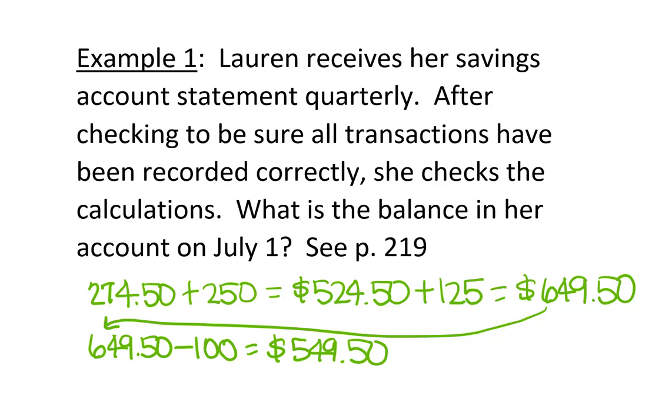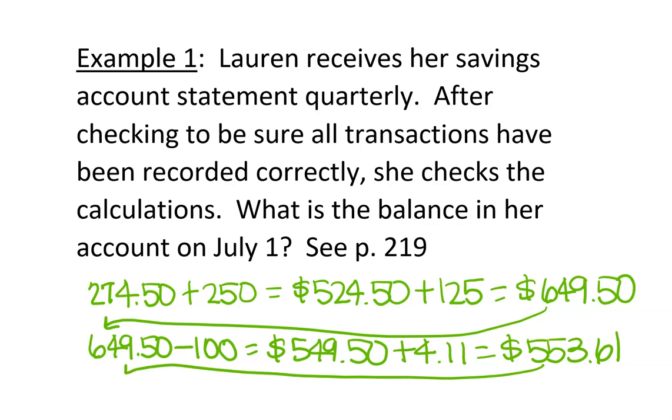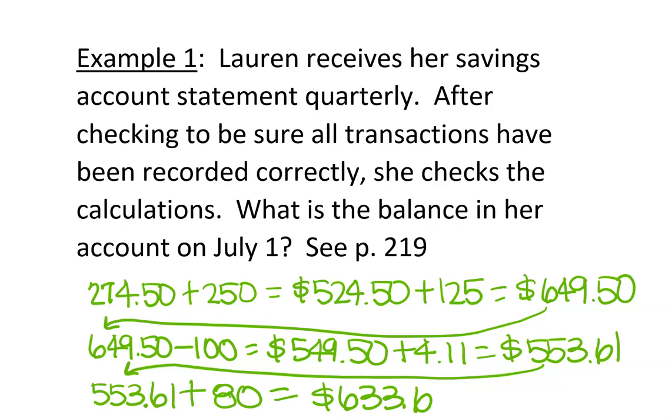Again, keep that balance on your calculator. Then we have a little interest in there, which is added in for $553.61. And then again, there's one more deposit of $80. We'll add that in as well. So her final balance should be $633.61, which looks like it balances.